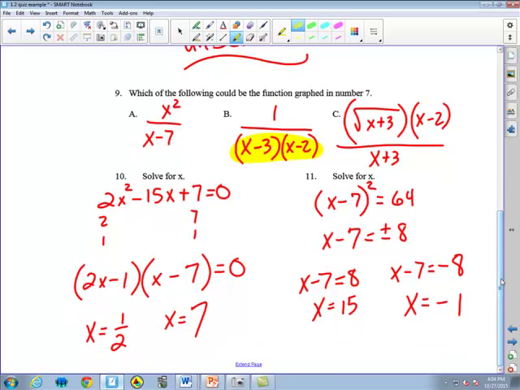And then number 10 and number 11 I've given you to think about for solving. I won't go through that. You can. And if you're not sure about it, you can come see me with questions.